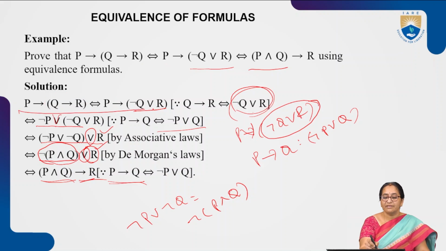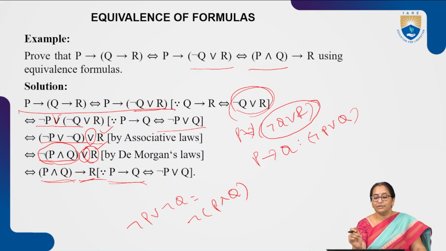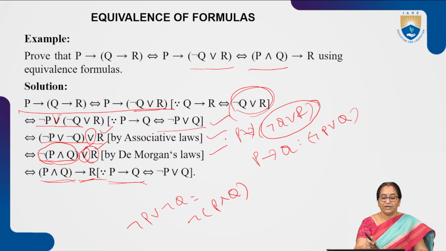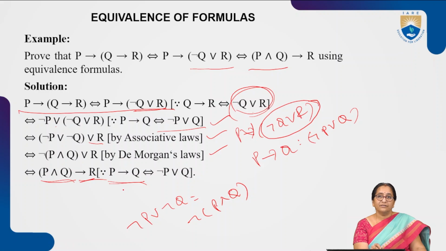P → (Q → R) is always equivalent to P → (¬Q ∨ R). Again, by using De Morgan's laws and associative laws, we obtained (P ∧ Q) → R. So this is (P ∧ Q) → R by using the equivalence formulas. By using truth tables also, we can construct the equivalent formulas. This is one of the methods to identify whether the given formulas are equivalent or not.